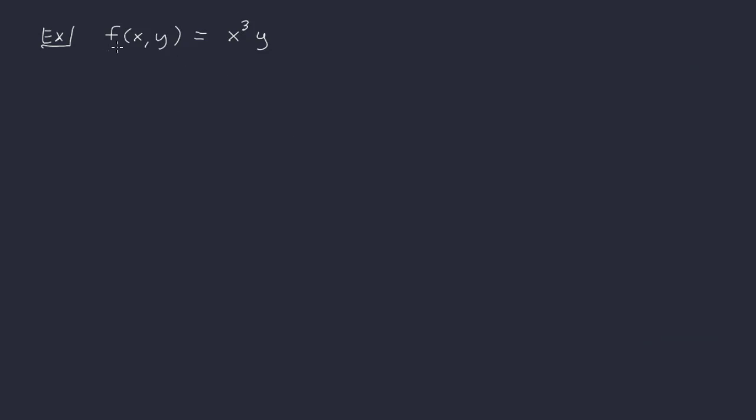All right, so let's just look at some examples then. Okay, so let's say we have the function f of x, y is equal to x cubed times y. All right, so f sub x, remember this is going to be, you take the x derivative, so you take the derivative with respect to x and treat y as a constant.